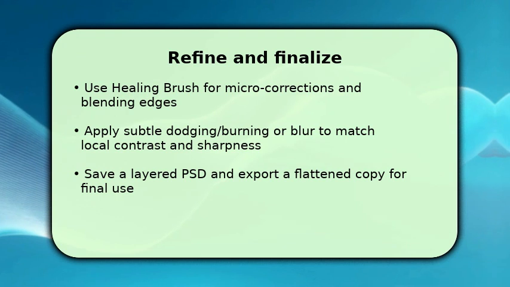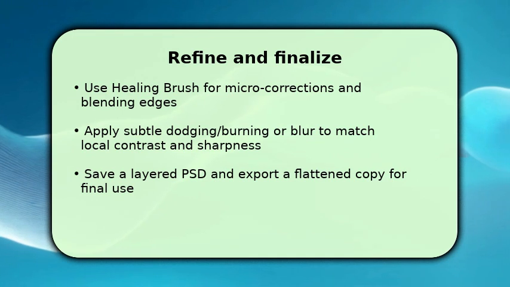Then check local contrast. Use small dodging or burning, or a gentle Gaussian blur at 0.5.1px on a new layer to unify sharpness. Make sure to compare with the original layer toggled off and on.